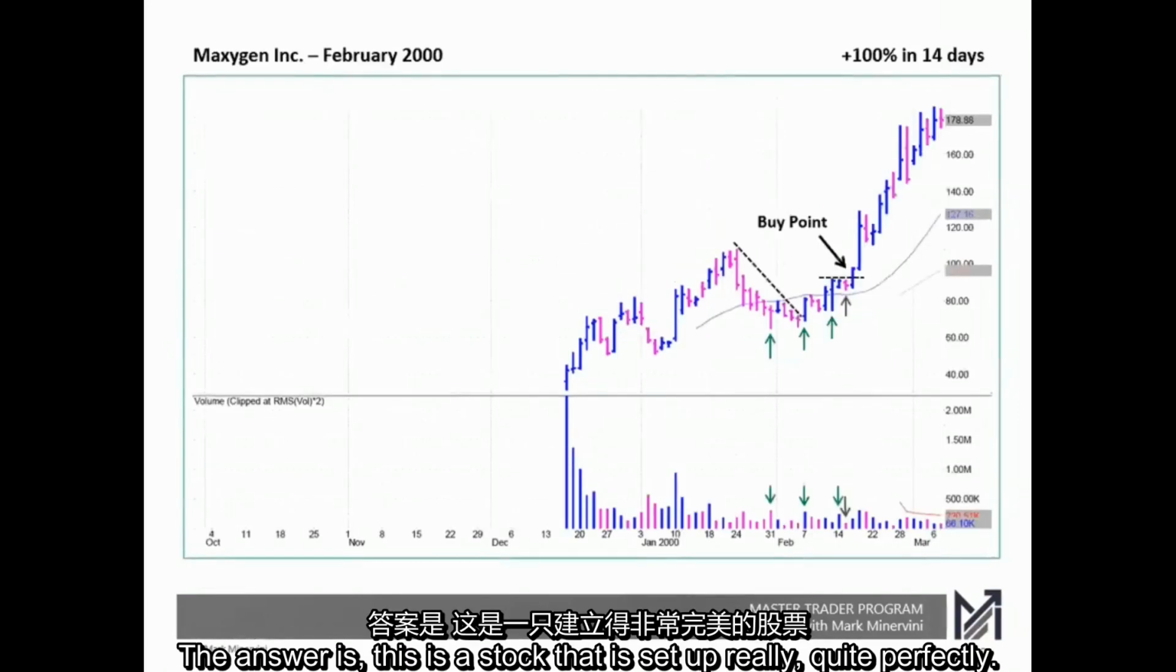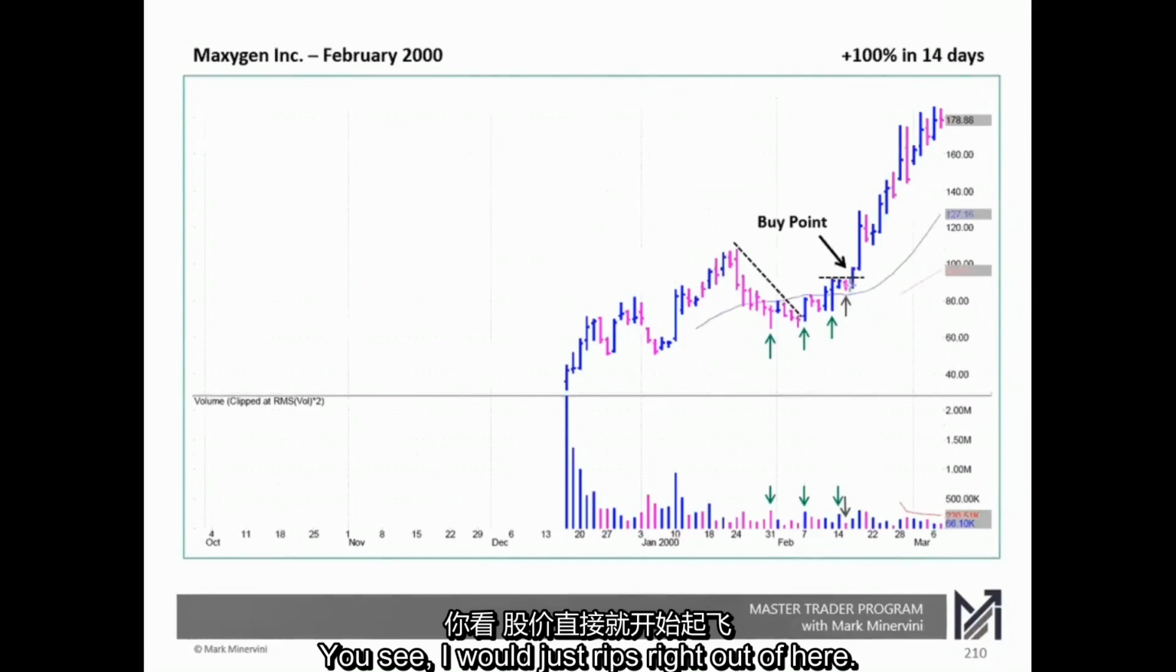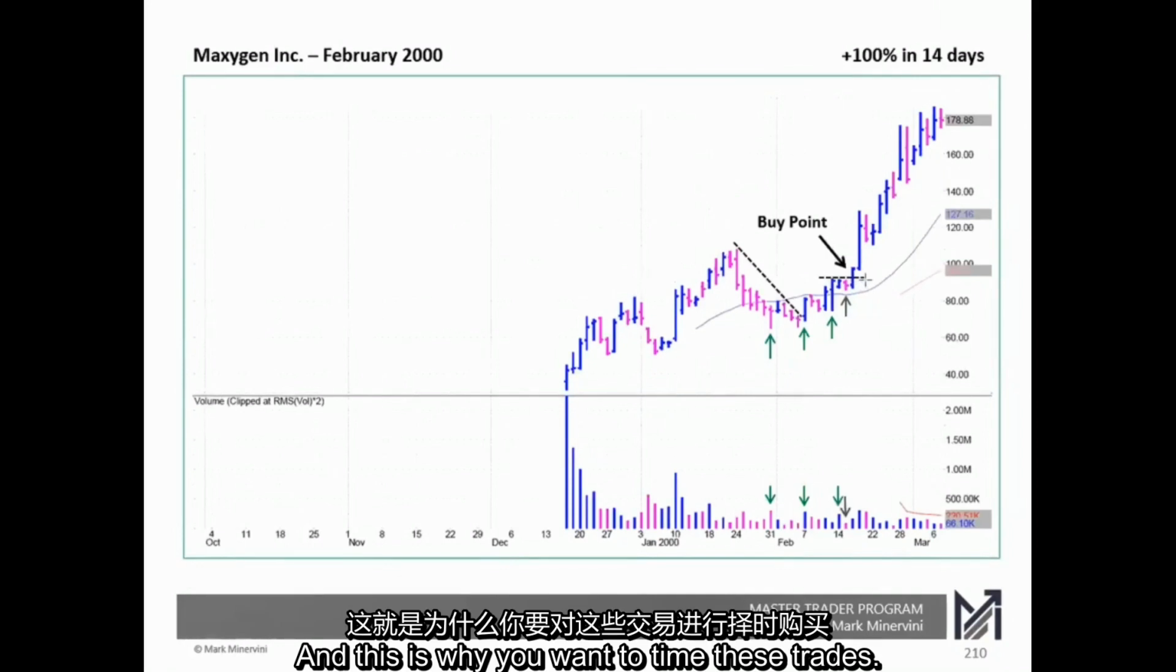And the answer is yes, this is a stock that is set up really quite perfectly. As a matter of fact, this stock moves up 100% in just 14 days. Again, you see how it just rips right out of here? That's price ready. And that's a stock that's price ready. And this is why you want to time these trades.